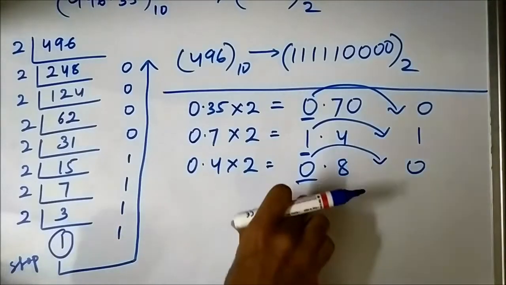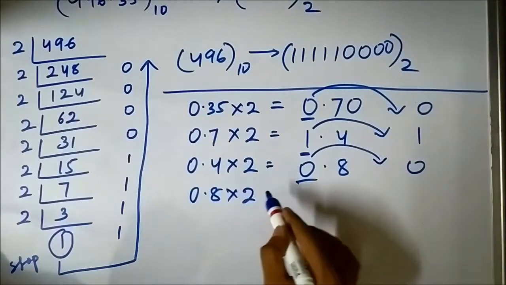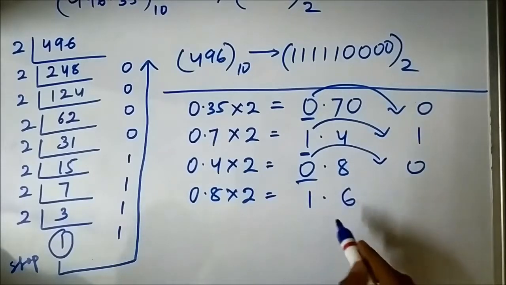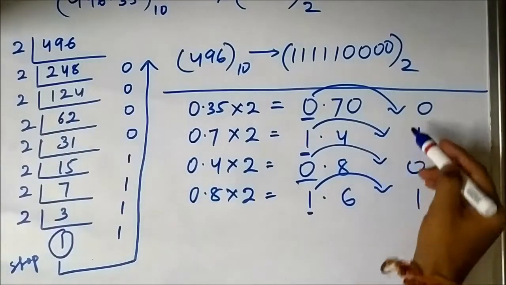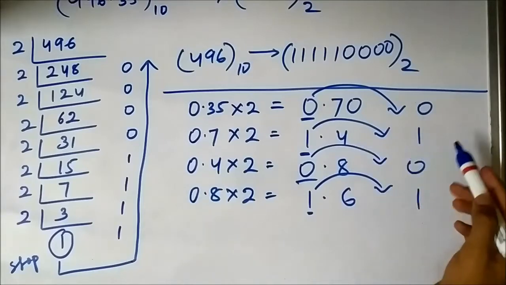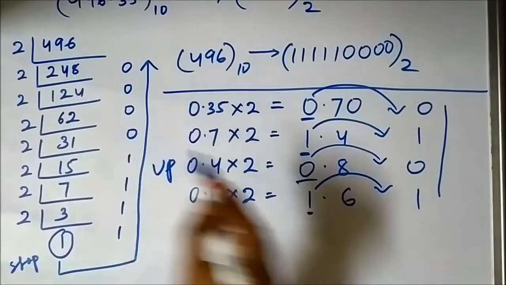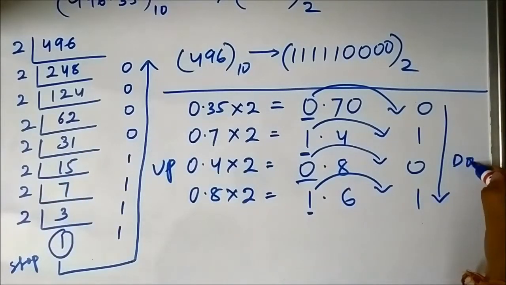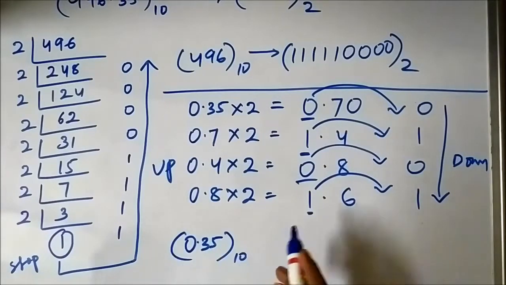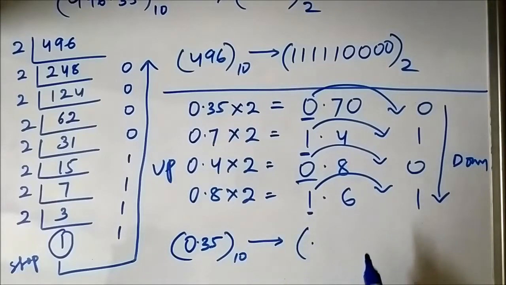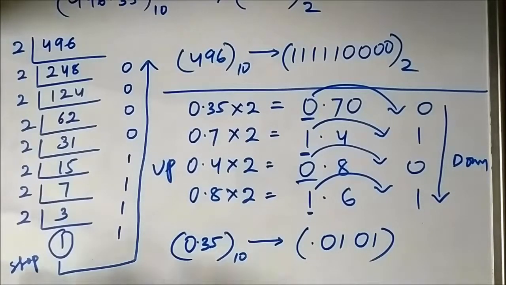Let us just move another place forward. 0.8 into 2 is equal to 1.6. So take this 1, move it here. You have to proceed up to 3 decimal places, so it is sufficient up to here. If you want, you can proceed one more, and then we will move downwards. Here we moved upwards, you see, and here we are moving downwards. So 0.35 in decimal form can be written as 0.0101. Now we have to combine them.